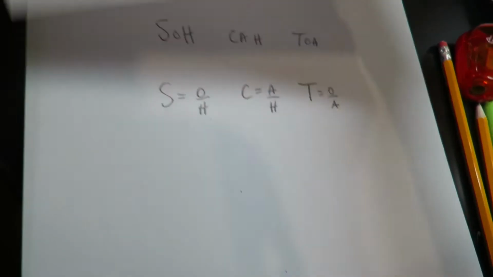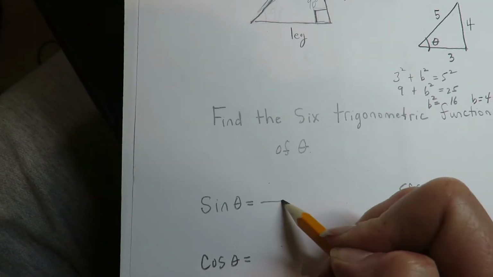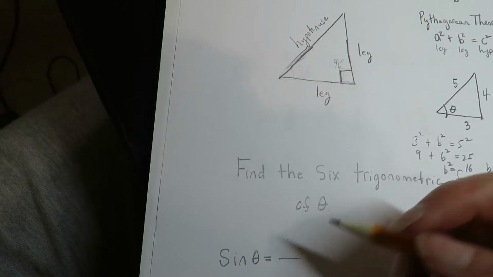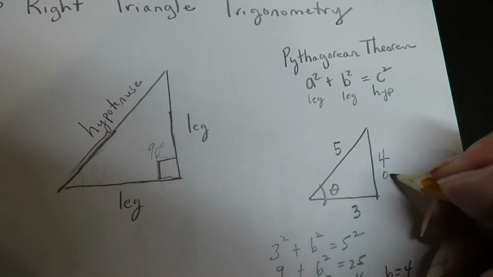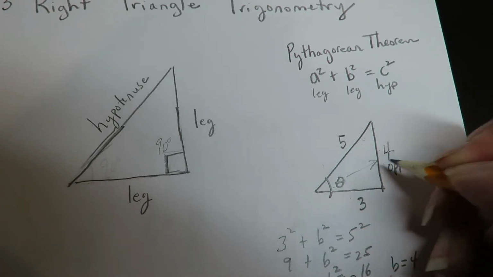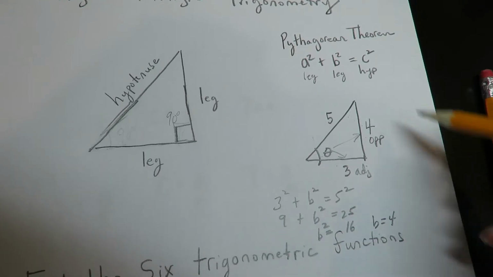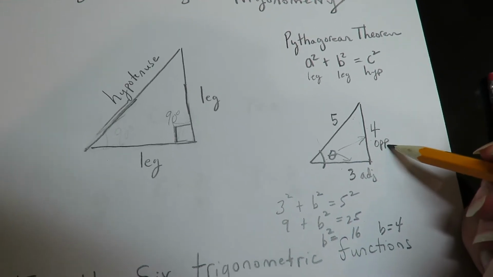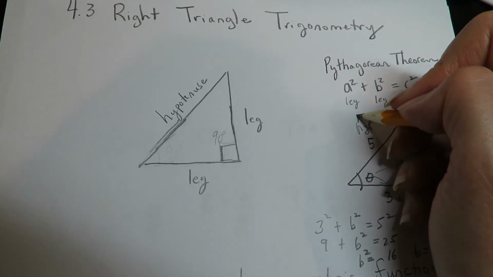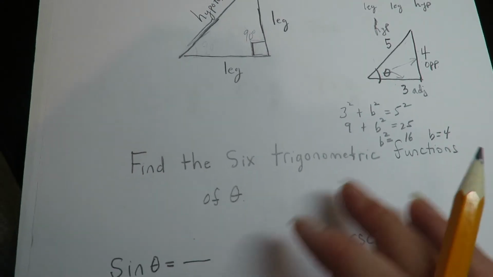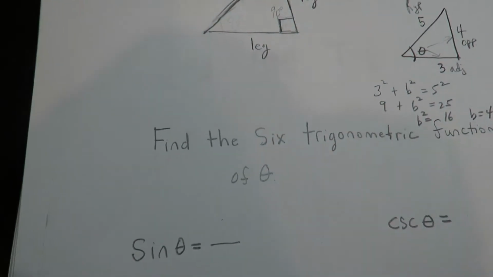So let's start with that. Let's find the sine, the cosine, and the tangent. Again, the sine is the opposite over the hypotenuse. For this triangle, because theta is here, this side is opposite of it, or across. And this side is touching, which is the adjacent. So for this particular triangle, this is the adjacent, this is the opposite, and this is the hypotenuse. All we're going to do is fill in the definitions for these 6 trigonometric functions. All right, let's give it a go.